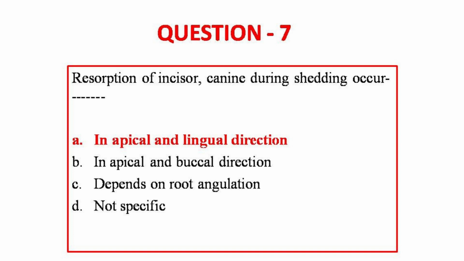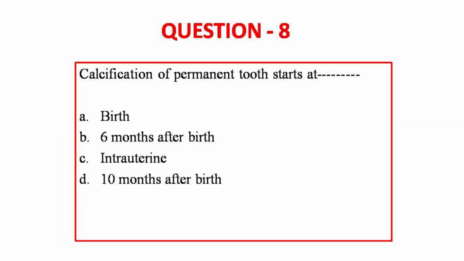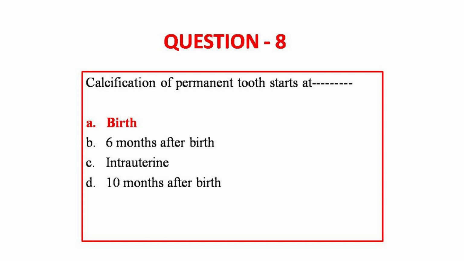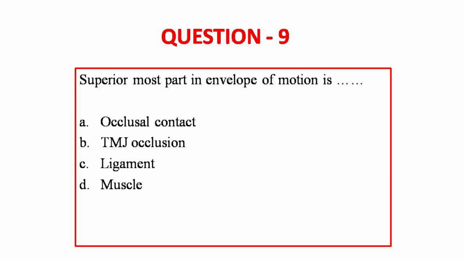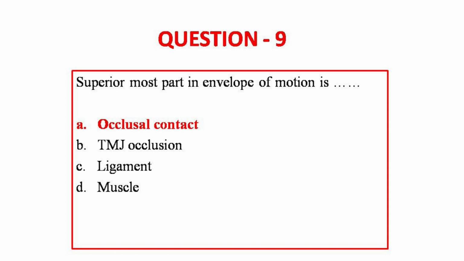So moving on to question number 8. Calcification of permanent tooth starts at, they've given 4 options: at birth, 6 months after birth, intrauterine, and 10 months after birth. The answer to this question is at birth. So moving on to question number 9. The superiormost part in the envelope of motion is occlusal contact, TMJ occlusion, ligament, and muscle. The answer to this question is occlusal contact.